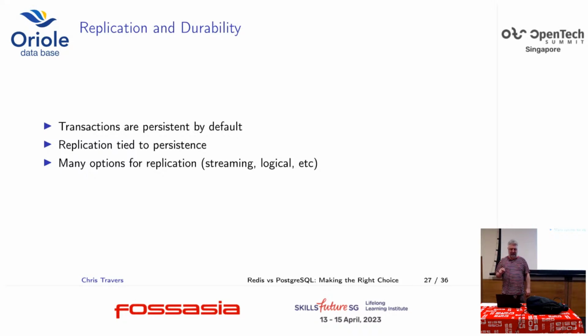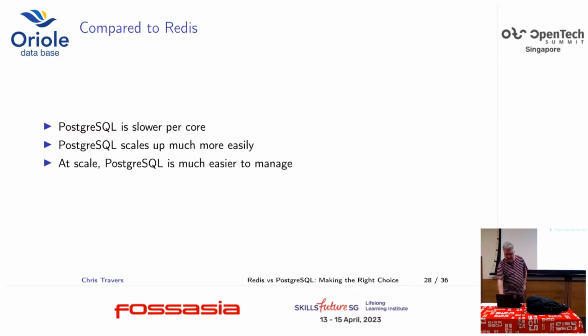Postgres is persistent by default. It is possible to maybe make it not persistent. You could throw things on a Ramdisk, for example. Don't do that. Replication is tied to the persistence. So if you get rid of persistence, like for an unlogged table, and try to put it in a Ramdisk, it won't replicate. And you have many, many options for replication. There's logical replication. We heard about Spock. And you can build some really complicated things there.